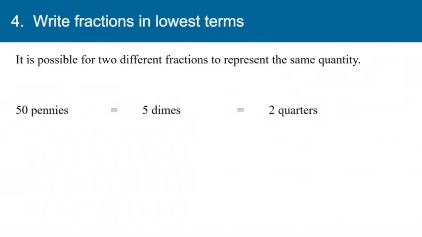Now we're going to move into talking about how to write fractions in lowest terms. In other words, how to simplify a fraction. So you need to realize that it's possible for two different fractions to represent the same quantity. Think about money. So consider 50 pennies, and you know that would be 50 cents. And 50 cents can also be represented by 5 dimes, and 50 cents can also be represented by 2 quarters. So these are three different ways of having 50 cents.